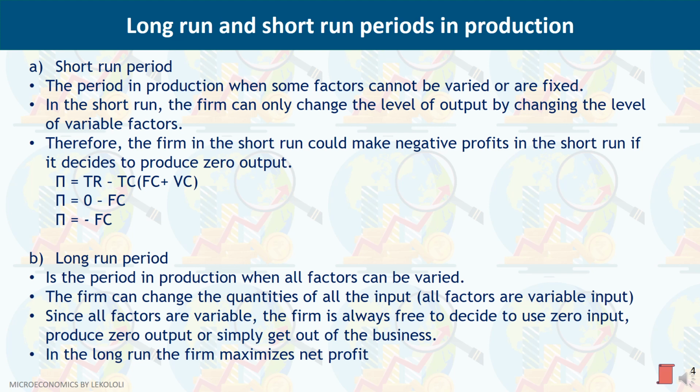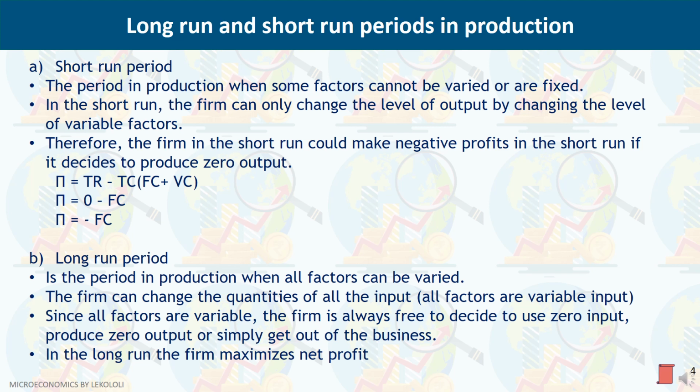Now, on the other hand, when we talk about the long run period or long run situation in production, in this phase, you have the flexibility to change all factors of production. You can adjust the quantities of all inputs because all factors are variable. In simple terms, you can decide to use more land, hire more labor, buy new machinery, or even exit the milk production, for example, altogether.